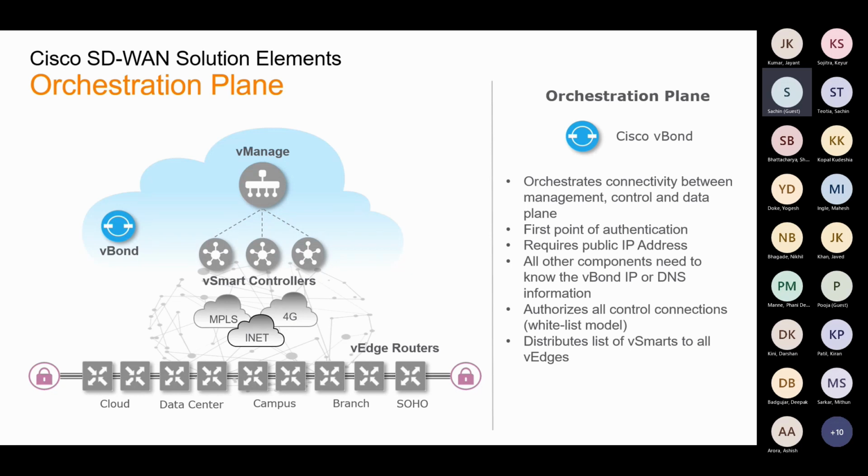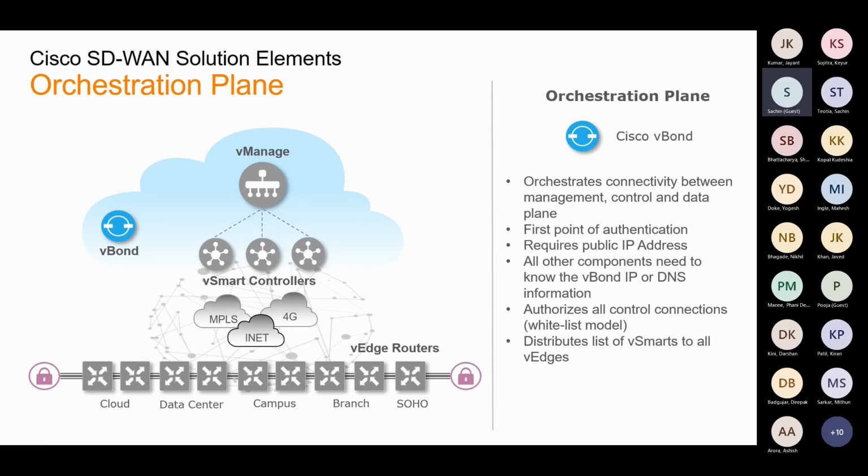What is the role of the vBond in this environment? It orchestrates connectivity between management, control, and data plane. Basically, we want to provide the connectivity between the management, control, and data plane. It's the first point of authentication. Whenever any edge tries to join this SD-WAN fabric, the vBond will be the first point of authentication.